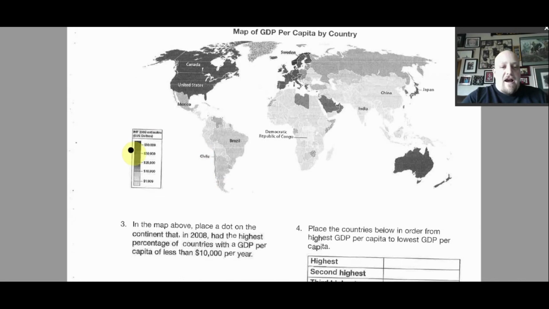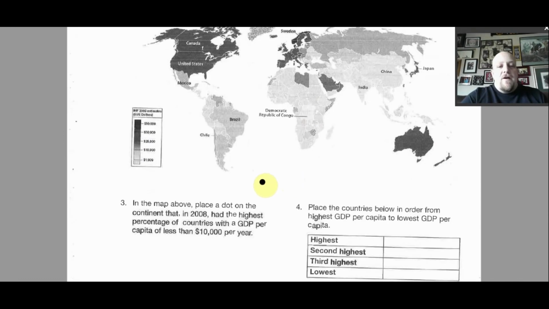So here's your graph. Lighter gray means lower GDP per capita, so less money, and darker means higher. So you can look at it like Australia has a pretty high GDP per capita because it's a darker color. Democratic Republic of the Congo is very light, so very low GDP per capita, so a very low standard of living. They want you to look at this and put a dot. That's all you have to do. Just click and put a dot on the continent with the most low income countries.